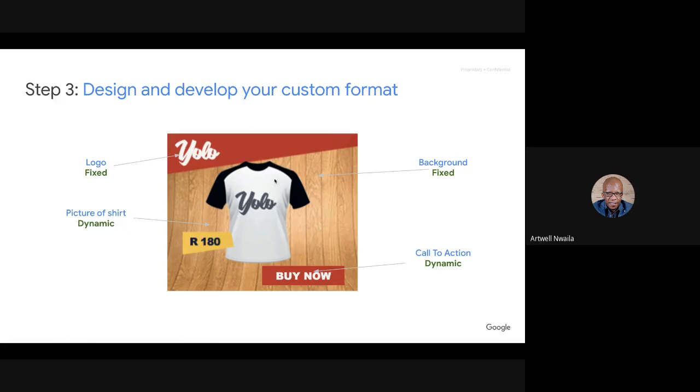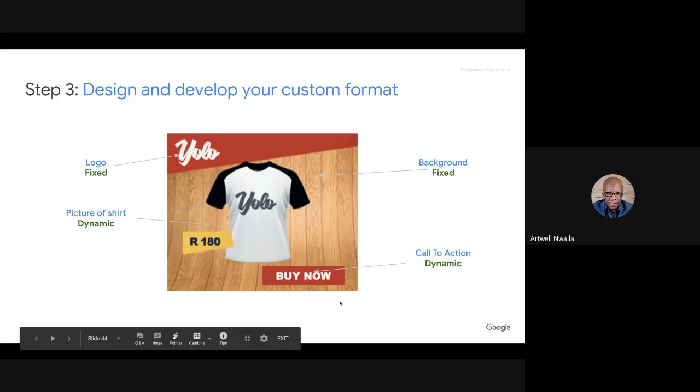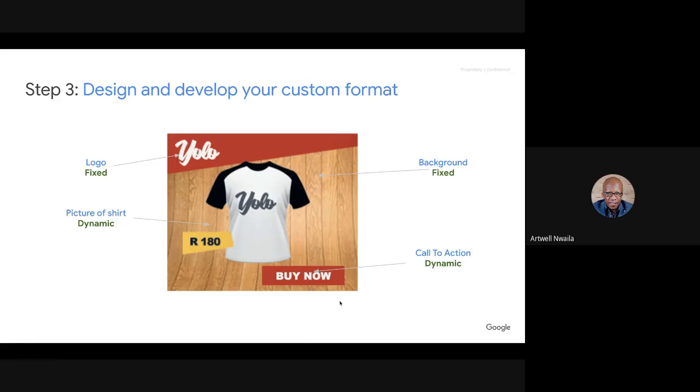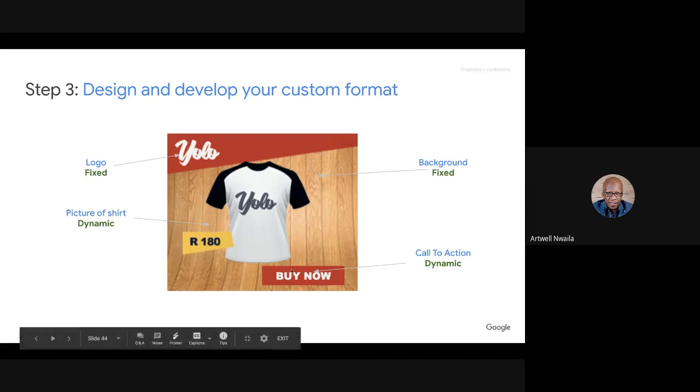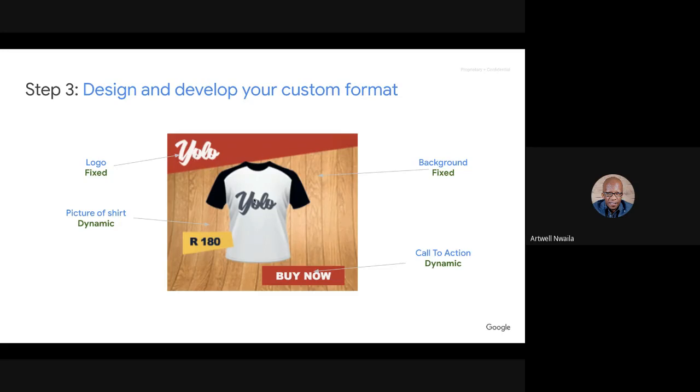information that we've got. So this middle piece has to be interchangeable. Same goes with the call to action. We know that call to actions within different regions work differently. So this is going to be changeable. So the stuff that's not going to be changeable is the background. It's going to be fixed, and the logo is going to be fixed. But shirt and call to action are going to be changeable.